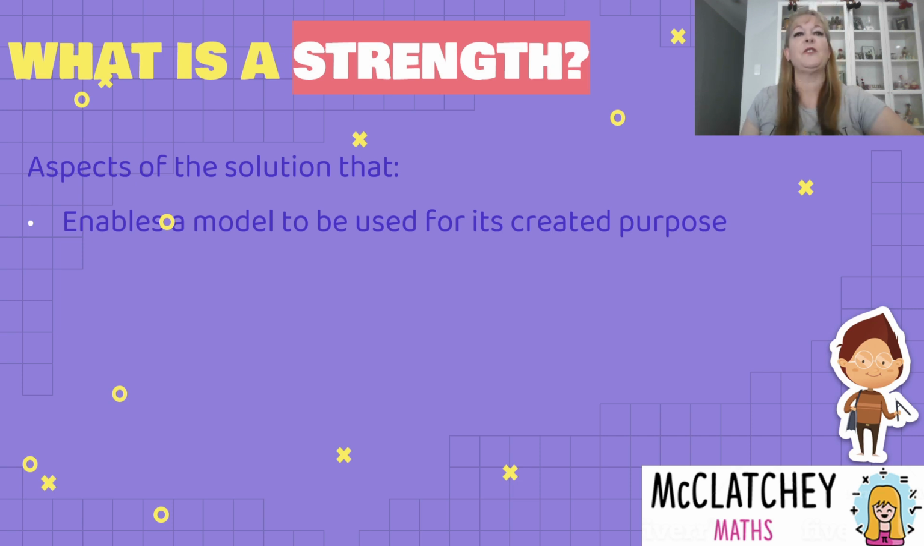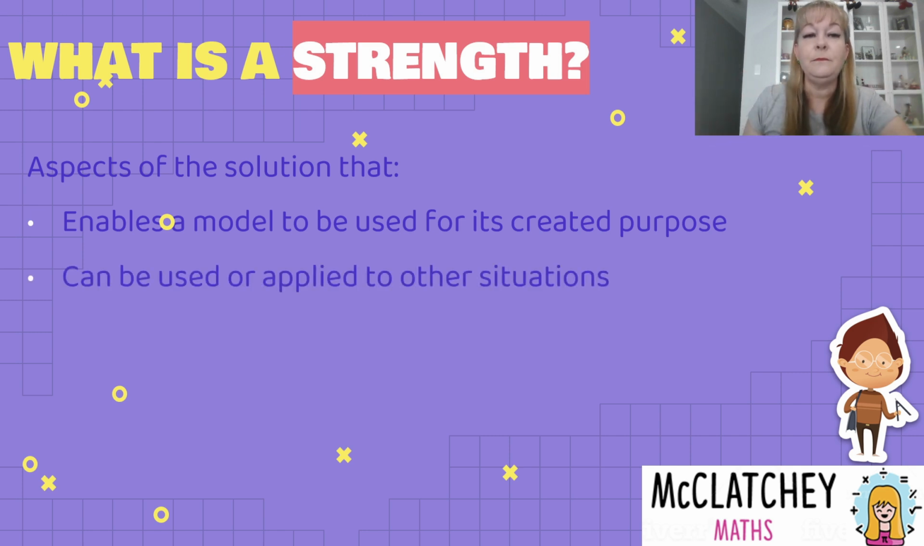Okay, first of all, let's focus on what a strength is. It's an aspect of the solution that makes the model be able to be used for its created purpose. So a model being an equation or a graph, you can actually use that to do a prediction or to make a comment on a correlation, to say that there's a relationship between 2 variables. So you can actually use it for what it's made for. It can be applied to other situations.